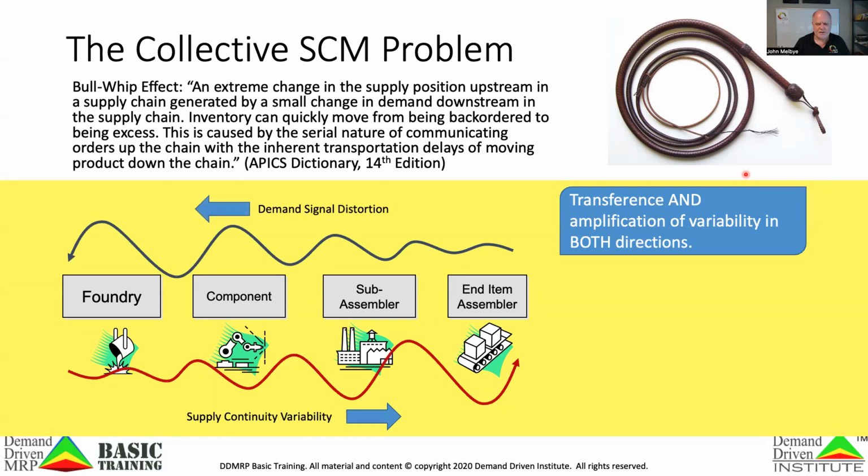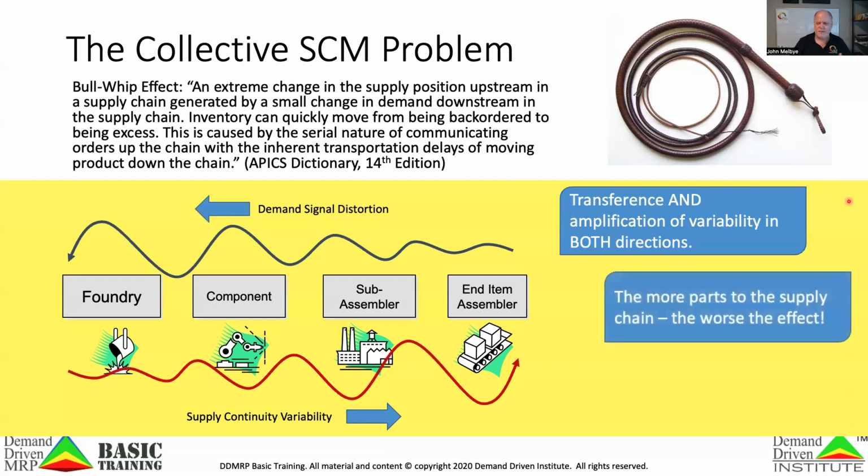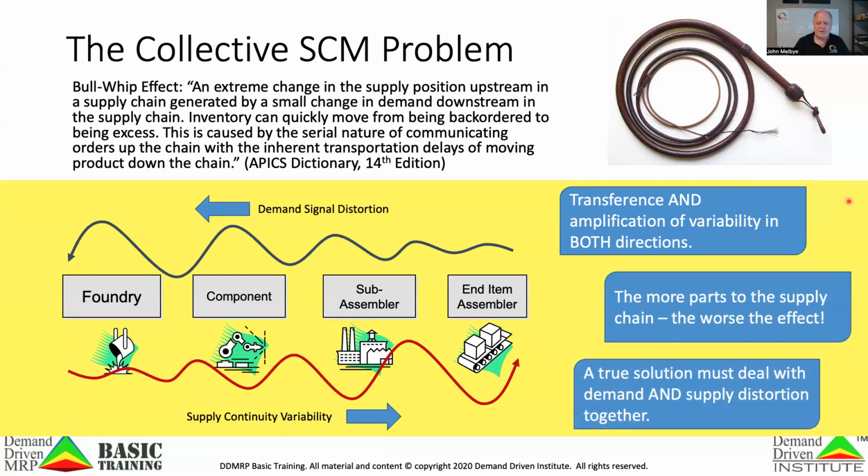We overreact. And what happens that we need to figure out what to do is transference and amplification of variability. I wish I could tell you we figured out how to eliminate variability. We did not. But we need to figure out how to stop the transference and amplification of variability in both directions, both in the demand signal distortion and in the supply continuity variability. The more parts we have in the supply chain, the worse the effect. And the true solution has to deal with both directions of the distortion.